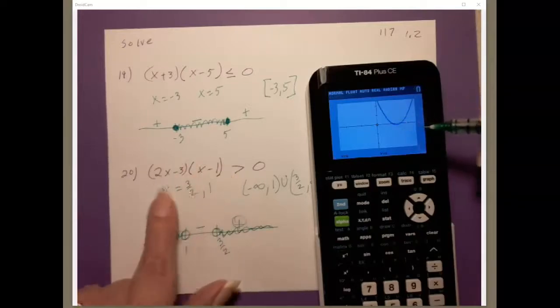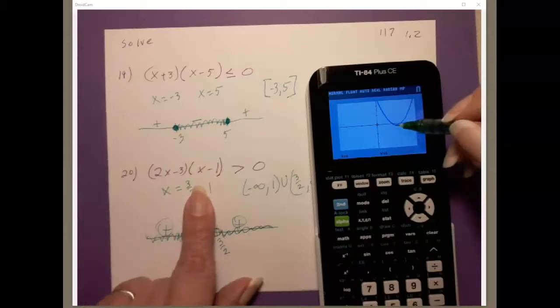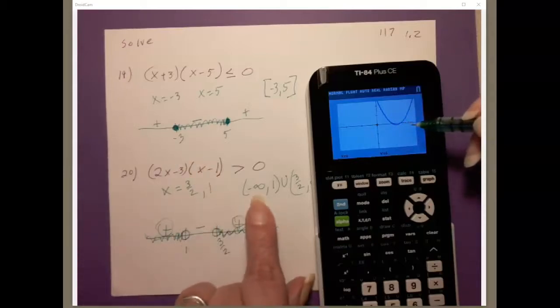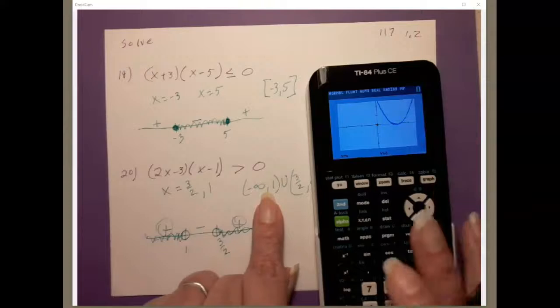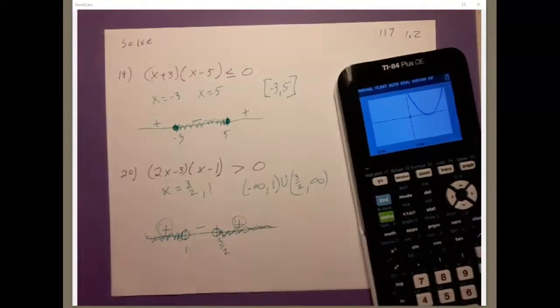So you definitely want to be able to solve these for 0, and then you'll be able to clearly see which pieces you want to keep. So I wanted greater than 0, I'm keeping -infinity to 1 and 3/2 to infinity.